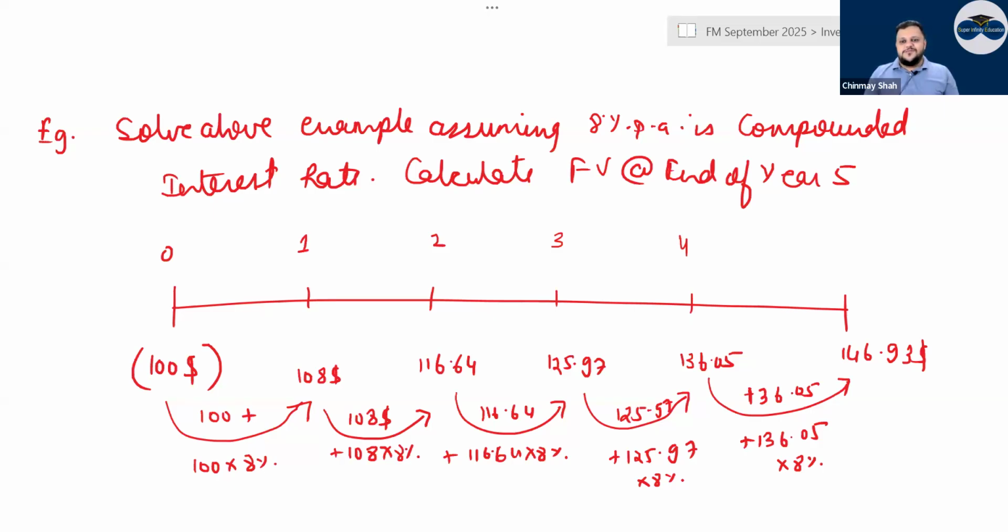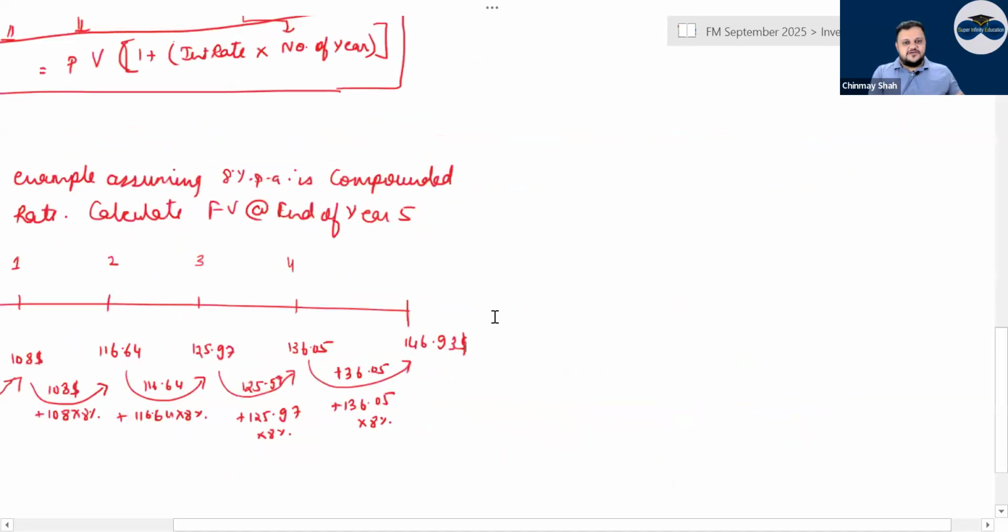You won't believe it, but even at AFM level we start with this only. Because there are 9-paper exemption students in AFM, right? Probably they don't even know the compounding and discounting formula. So that is the problem.